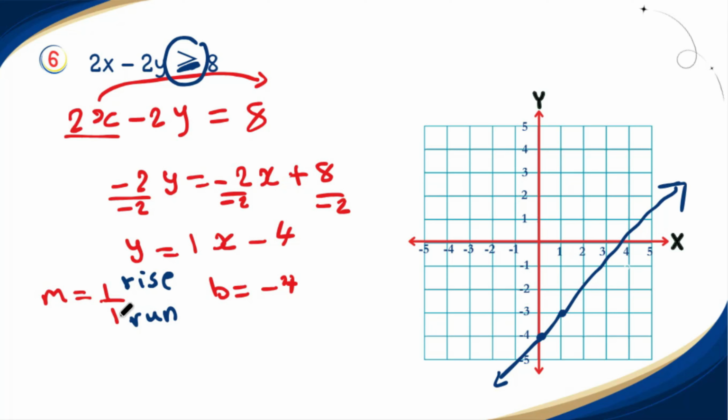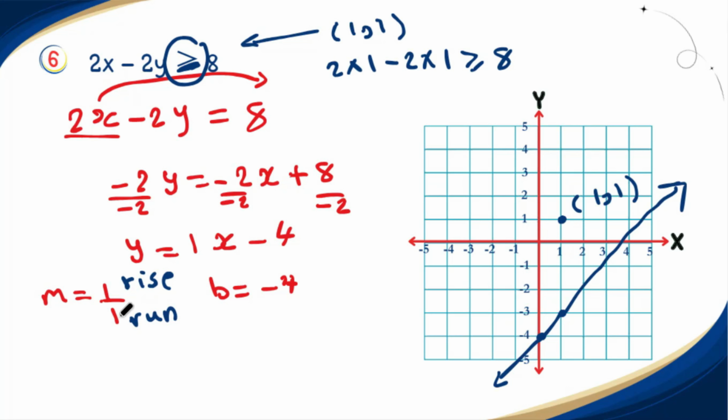Last step, the solution region. Which region here represents the solution for the inequality? Use a test point. Okay, now I don't use 0, 0. Let's make it 1 and 1. This is a test point. Check whether it satisfies this inequality or not. Replace x with 1 and y with 1 also. 2 times 1 minus 2 times 1 more than or equal to 8. 2 times 1 is 2, minus 2 times 1 is 2. The total will be 0 more than or equal to 8. Is 0 more than or equal to 8? No. Then where is the solution here? It will be the opposite.